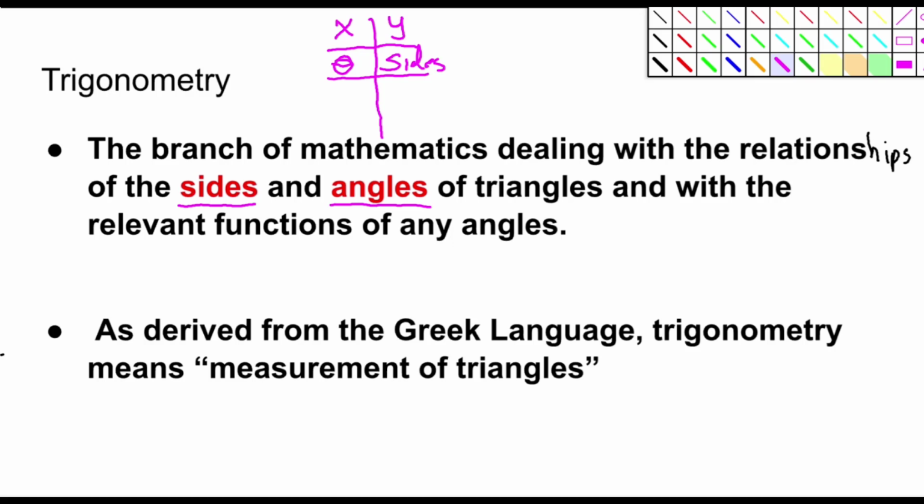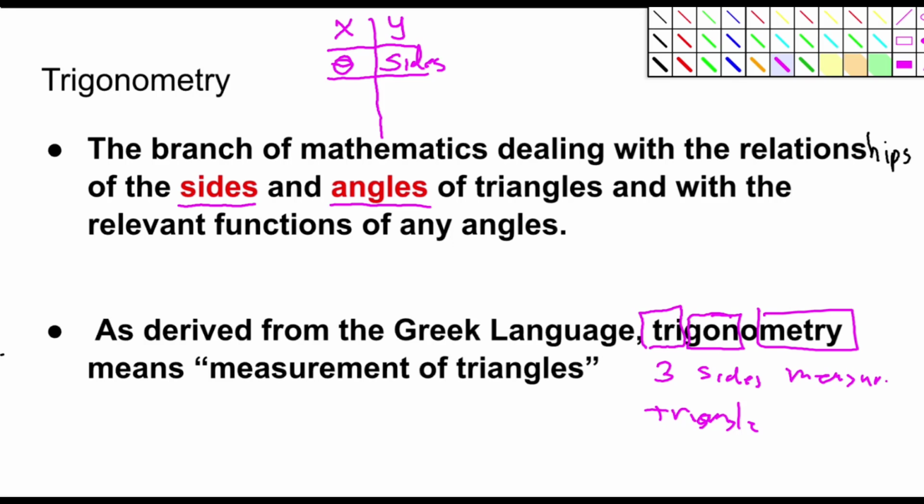We'll jump into that as we go. It says, as derived from the Greek language, trigonometry means measure of triangles. Let's see if we can break that apart. Well, I know tri means 3, gon means sides, so 3 sides is a triangle, which makes pretty good sense. And metry means to measure. So basically this is saying the measure of triangles. That's what trigonometry is. Alright, so a little fun fact.